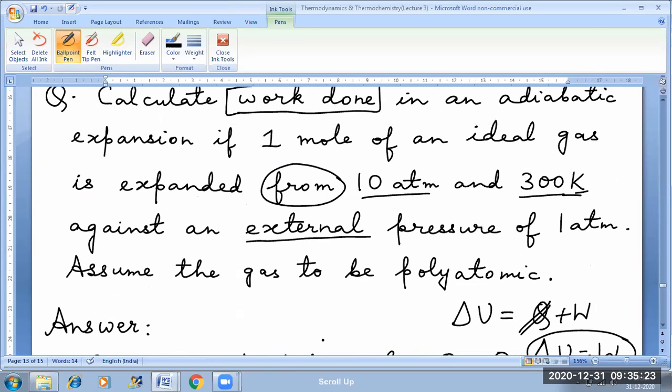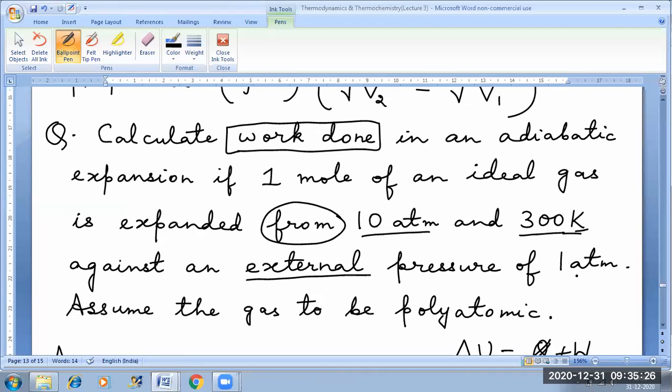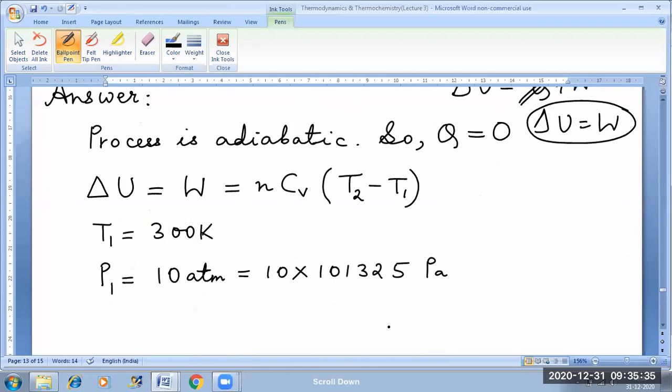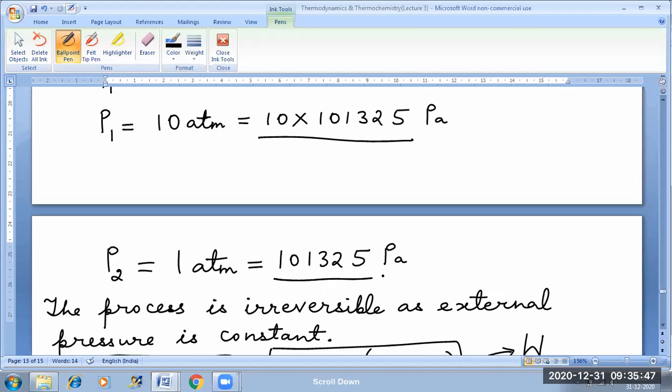Now initial pressure is 10 atm. Final pressure is the external pressure, that is 1 atm. Always remember the final pressure will be the external pressure in an irreversible process. But the values are given in atm, so I have converted to Pascal. 1 atm is 101,325 Pascal. So I have written P1 is equal to this much Pascal, and P2 is equal to this much Pascal. You have to use Pascal because Pascal is the SI unit of pressure. All values in this chapter must be in SI units.